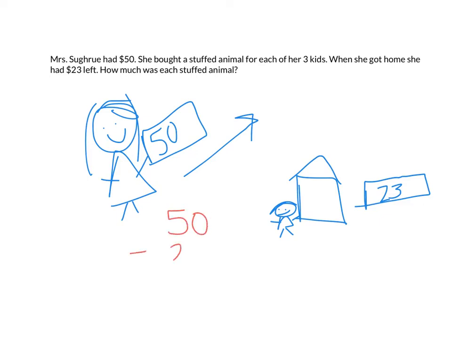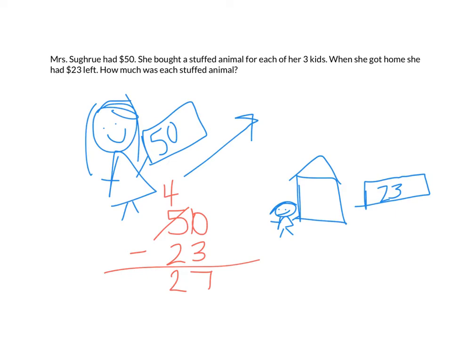Oh, okay. So I can do $50 minus $23. All right, I can do that. So I have 4 tens, 10 ones. 10 minus 3 is 7, and 4 tens minus 2 tens is 2 tens. Mrs. Shagru, my answer is 27. Each stuffed animal was $27, right?